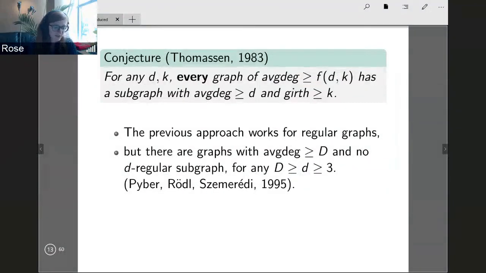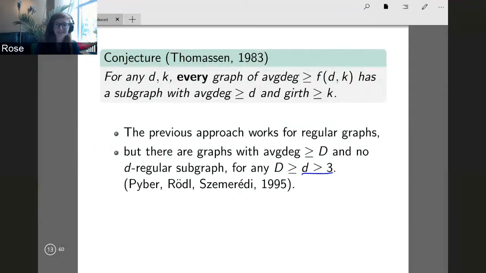Okay, so the previous approach that we went through works not just for cliques, whenever you include edges independently at random and then delete one edge from each short cycle. That approach also works for regular graphs. And so this is going to show up later. But one thing that makes Thomassen's conjecture really difficult is that there are graphs with arbitrarily large average degree, but no little d regular subgraph for any little d at least 3. So you really can't reduce to the case of regular graphs.